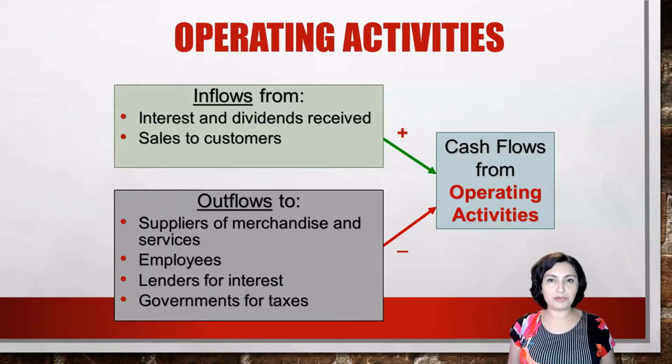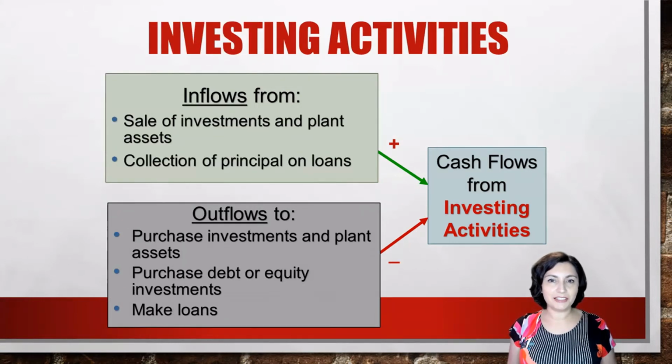Let's take a closer look at operating activities. The operating activities section includes cash inflows and outflows that result from the operations of the business and some incidental business transactions. Operating cash inflows include cash received from customers in payment of goods sold, as well as cash received as dividends and interest. Operating cash outflows include cash payments for operating expenses such as salaries, office rent, inventory, taxes, and interest.